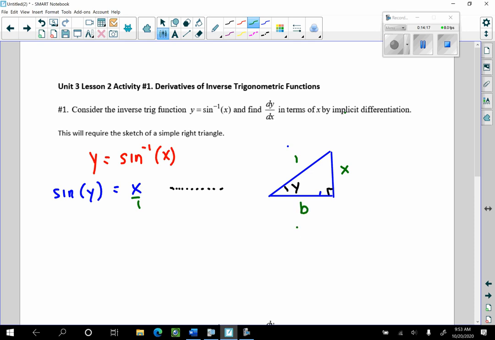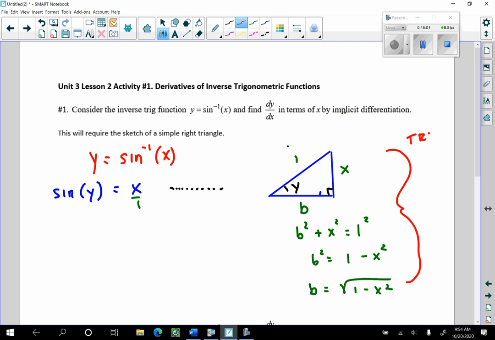And now I know, true or false, b squared plus x squared is equal to 1 squared. And I'm going to solve for b. b squared is equal to 1 minus x squared. And since we're talking about lengths of triangles, b is going to be the square root of 1 minus x squared. You'll understand in a moment why I came up with that. Geometry and trigonometry. Trig and geometry.